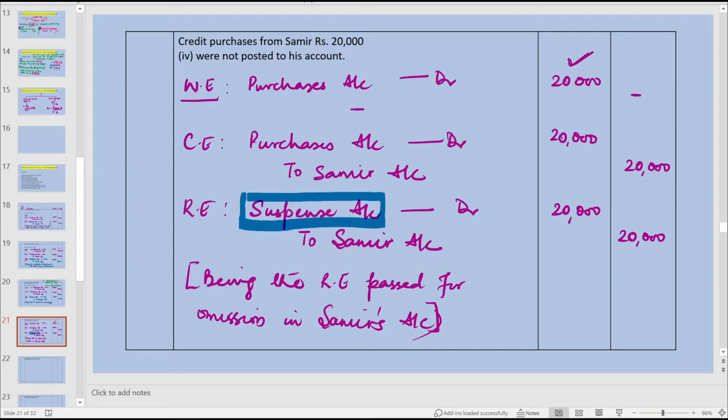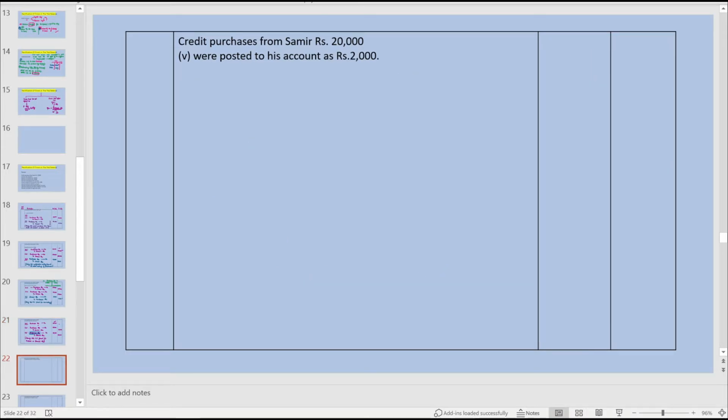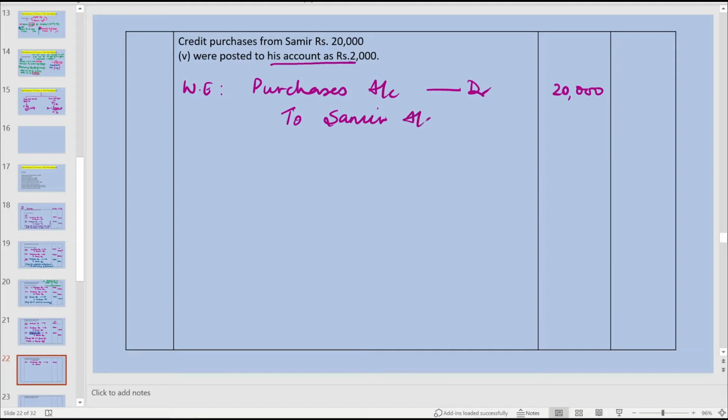Let's go to the next one now. Credit purchases Samir 20,000 were posted to his account as 2,000. See, instead of 20,000, only 2,000 is getting posted to his account. That means my wrong entry is purchases account debit 20,000 to Samir account 2,000. So his account is undercasted by 2,000.